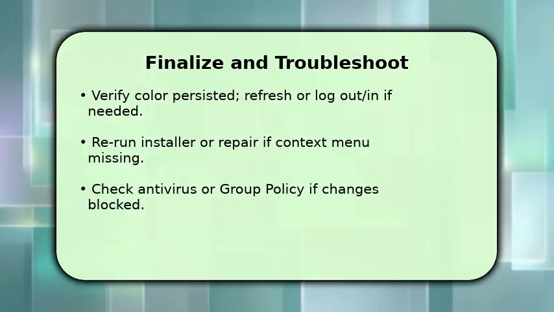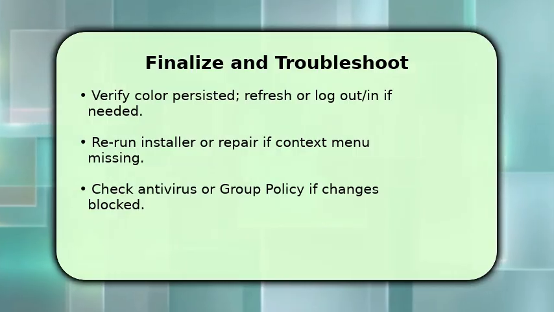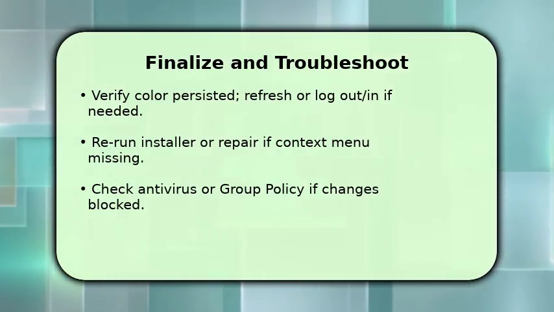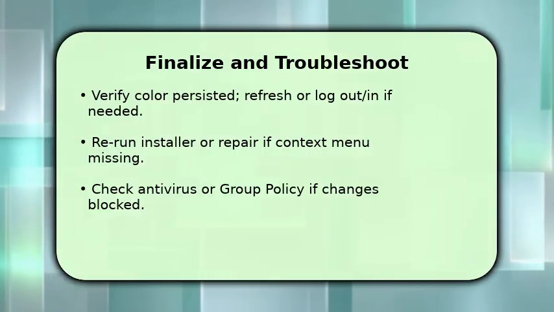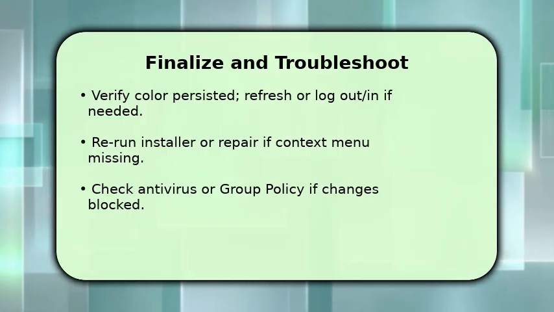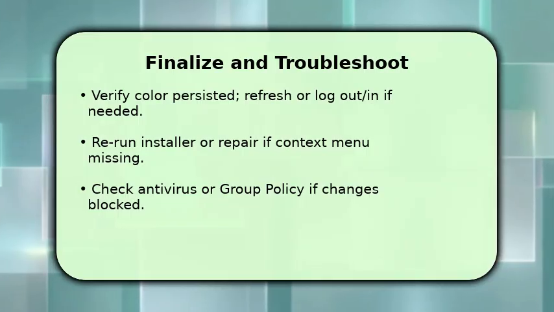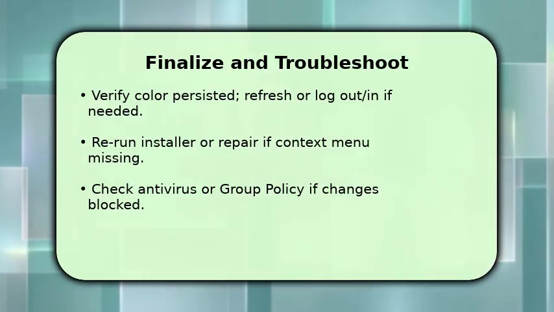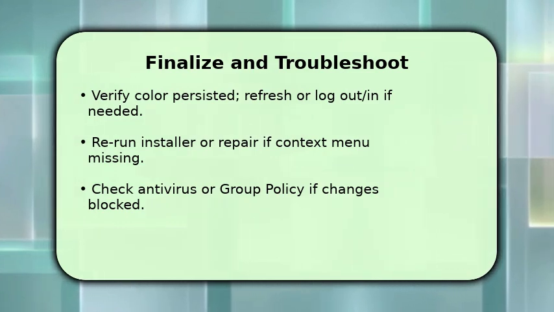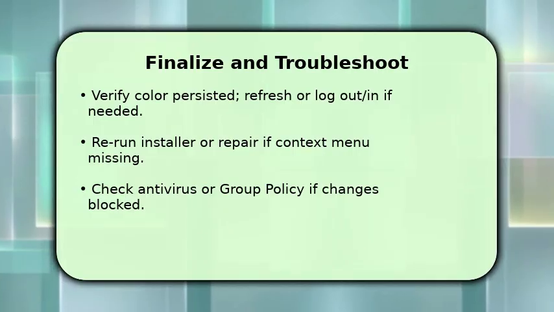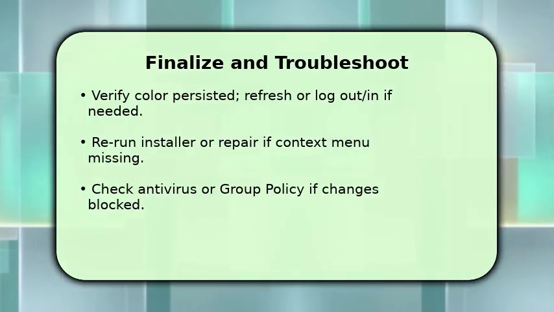If the color did not persist, refresh File Explorer, sign out and back in, or restart the PC. If the context menu option is missing, rerun the installer and choose Repair or Run as admin to restore shell hooks. Make sure your antivirus did not quarantine components. Finally, if corporate group policy blocks shell extensions, contact IT. One troubleshooting tip: temporarily disable real-time antivirus scanning during install to prevent blocked files.